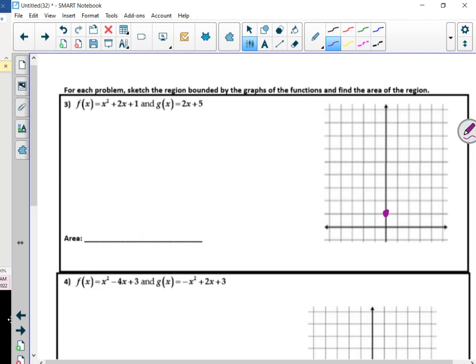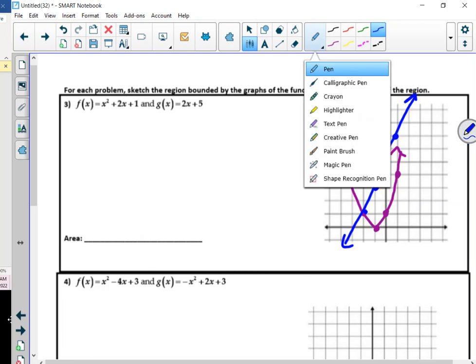Let's see, I think E over 2A. So that parabola is over here. The line goes up 2 over 1, down 2 over 1. Okay. So this we definitely need the graph.